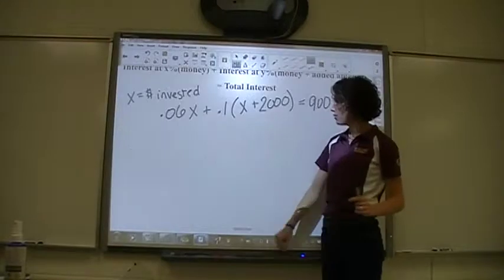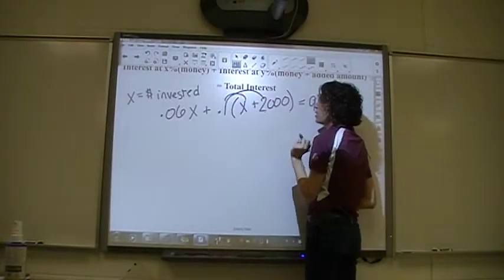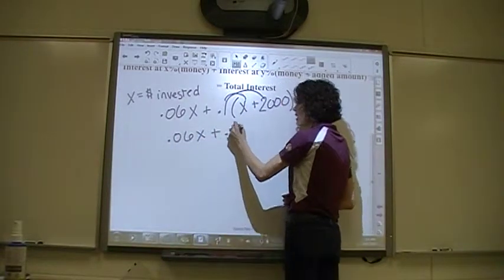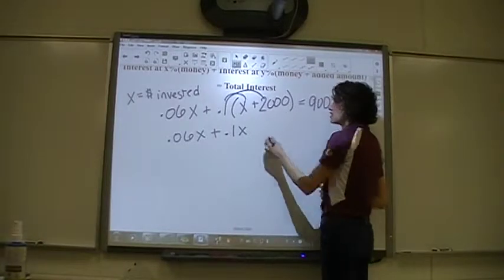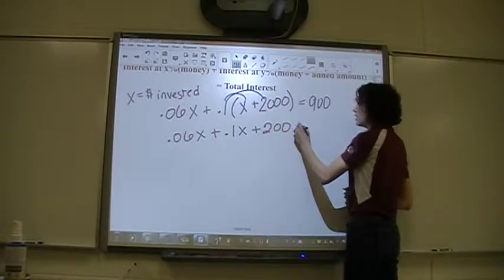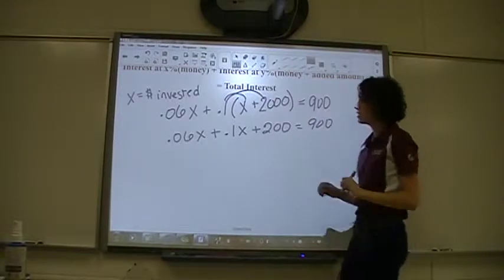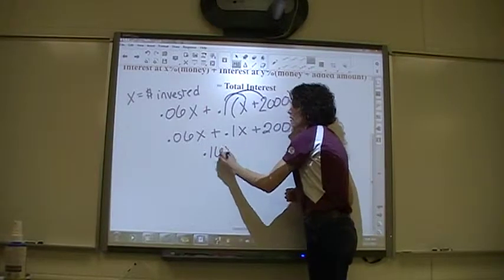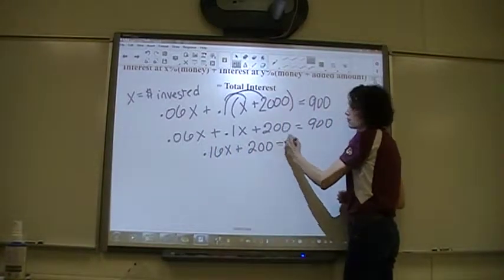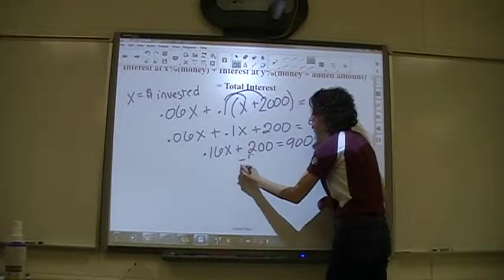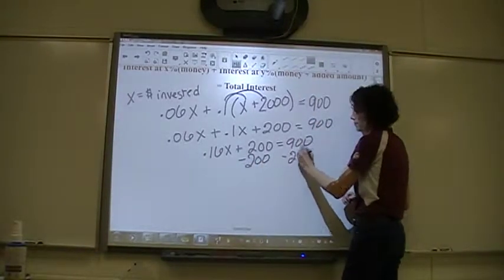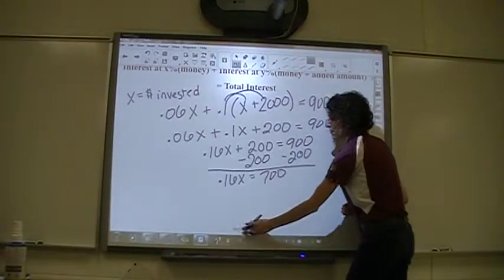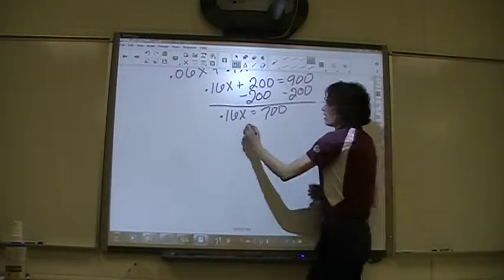All right, so let's go ahead and work with this equation. You want to distribute this 0.1. So I get 0.06x plus 0.1x plus 0.1 times 2,000, which is just 200, equals 900. 0.06x plus 0.1x gives me 0.16x plus 200 equals 900. Then subtract 200 on both sides. You have 0.16x equals 700. Then finally just divide by 0.16.